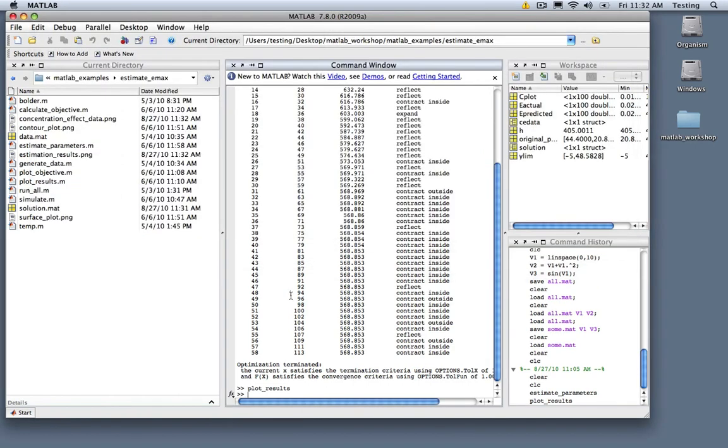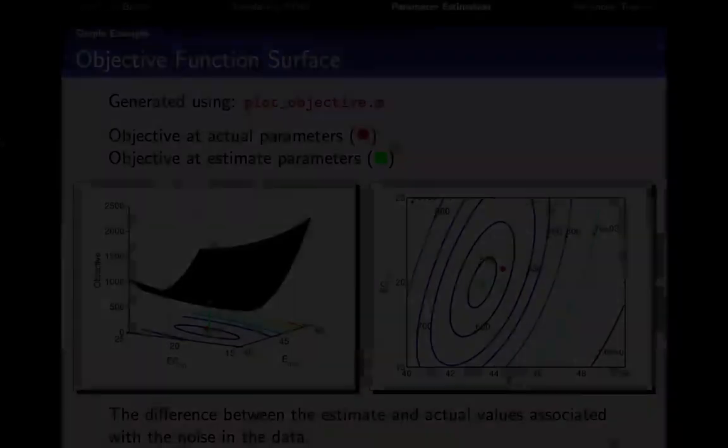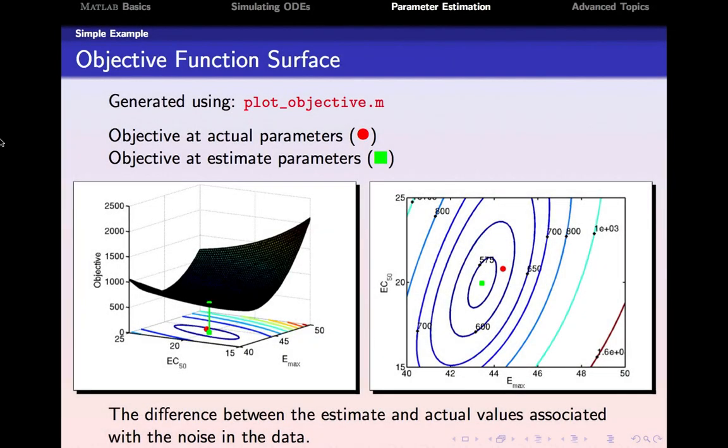Next I want to take this opportunity, because this is a fairly simple example in that we're optimizing a function that has only 2 parameters. Because it has only 2 parameters, we can actually visualize the objective function. So I've generated a surface plot in MATLAB of the objective function. This is the sum squared error on the z-axis, on the y-axis we have the changes in EC50, and on the x-axis we have changes in Emax. This represents the surface of the objective function here.